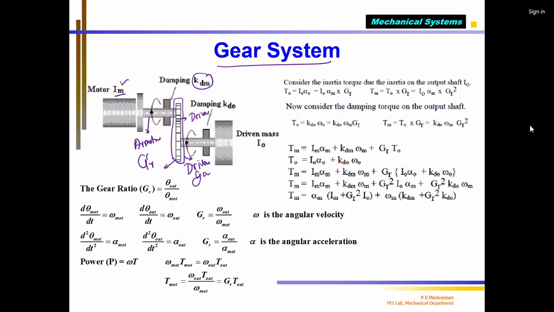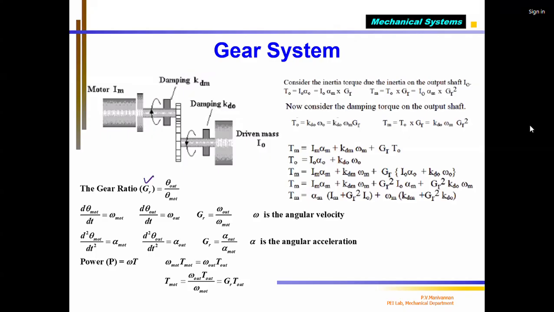Then the output shaft is connected to the driven gear, supported by a bearing. The bearing has a damping, which I call output damping. O means output. The output bearing damping constant is K_DO. Then this is my load, the load mass or driven mass. It has an inertia I_O. Now that my system is described, I want to write the mathematical model of this motor driving a load through a gearbox.